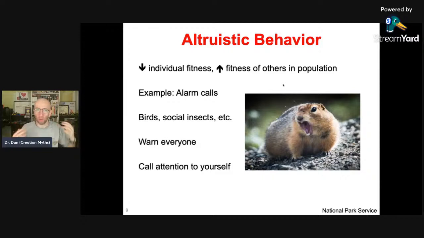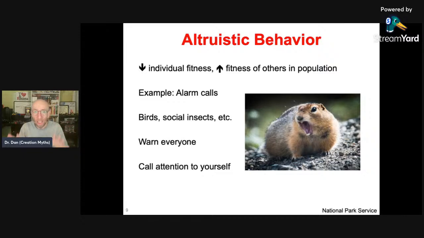This is such a quintessential example of altruistic behavior. And also, I get to use this amazing picture of a ground squirrel. You may think that is an AI picture. It is not. I promise you, I didn't put a ground squirrel making an alarm call into an AI picture generator. That is a real picture from the National Park Service of a ground squirrel yelling as loud as it can.